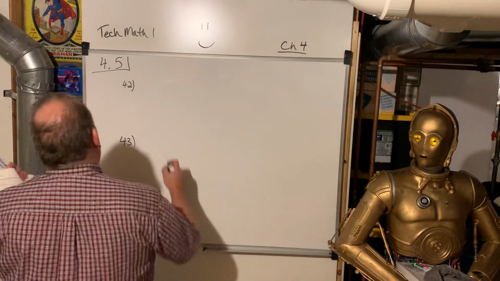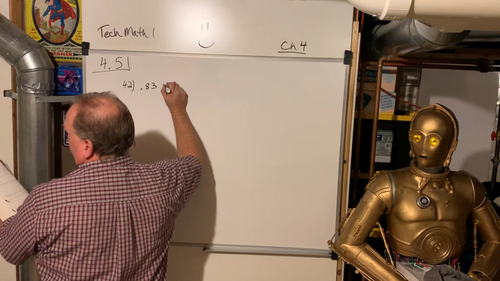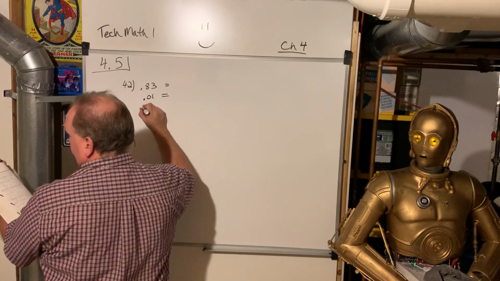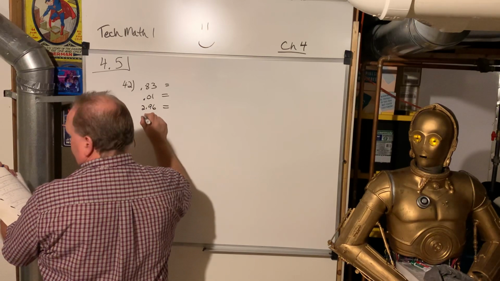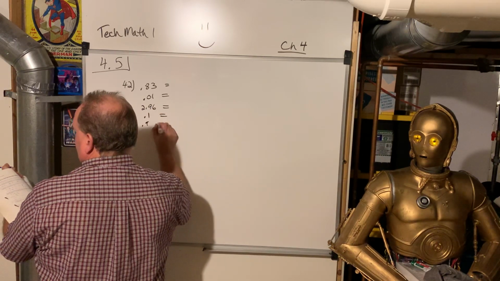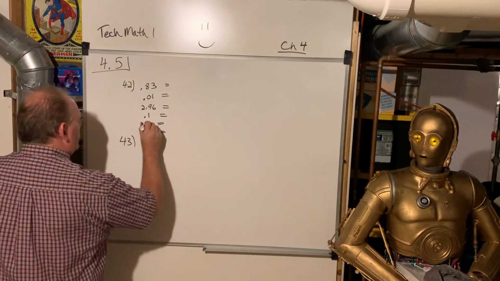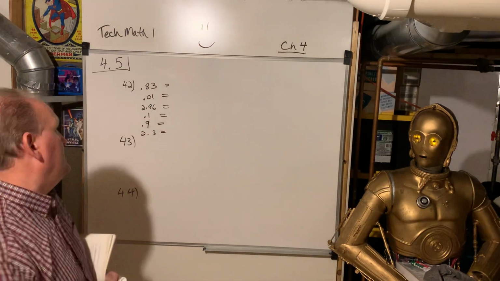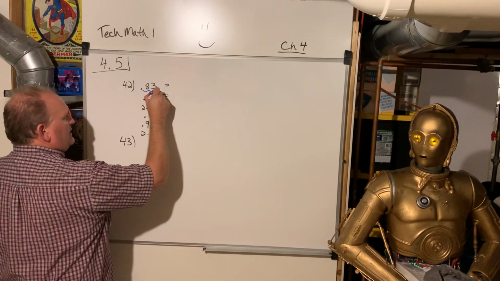All right, so we've got 0.83. They want me to convert that to a percent. 0.01 as a percent. 2.96 as a percent. 0.1 as a percent. 0.9 as a percent. And 2.3 as a percent. So look, when we're converting from decimals to percents, we're just going to take it and move the decimal 2 places to the right and then add the percent sign.